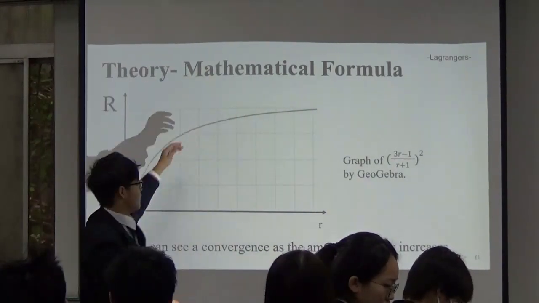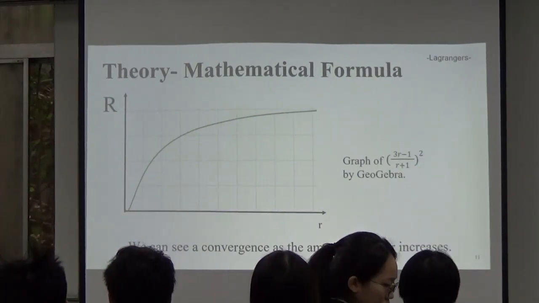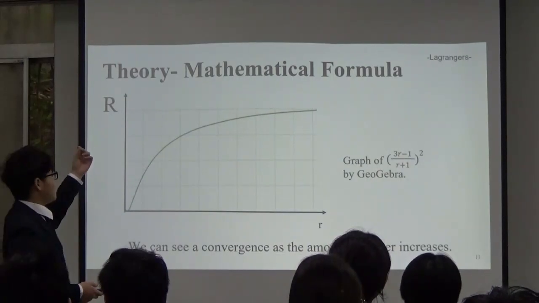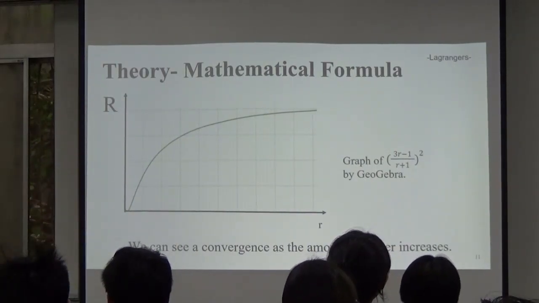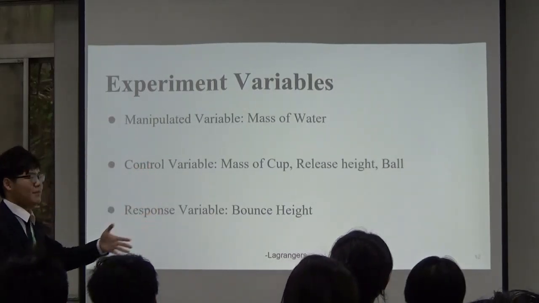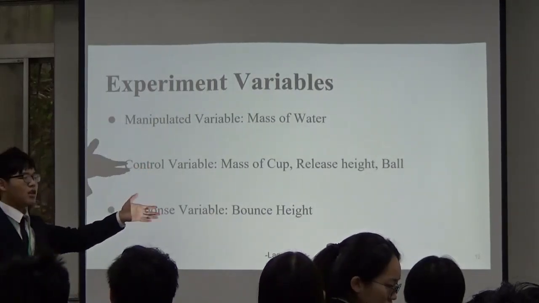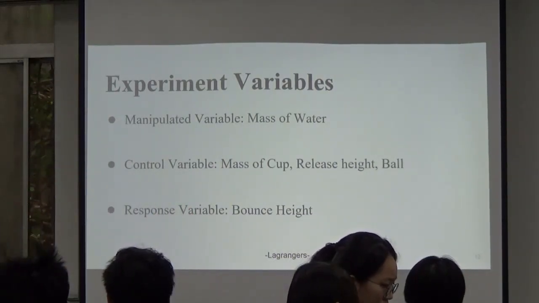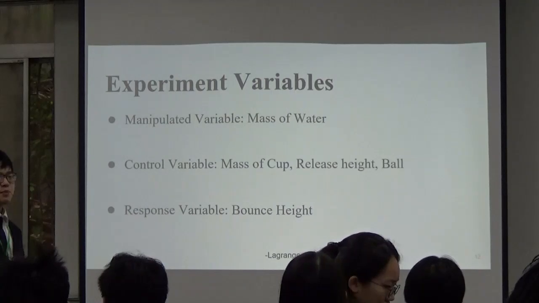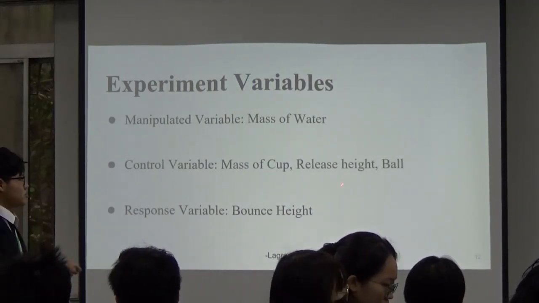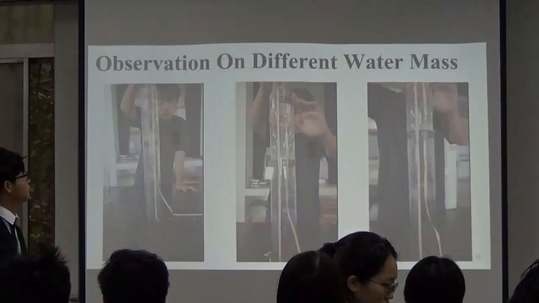9 right here. So we want to predict that as the mass ratio increases, the height ratio will also have a convergence. So we have our manipulated variable, the mass of water, meaning changing the mass ratio, and the control variables, the mass of cup, the release height, and the ball. And the response variable is the bounce height, which we can test out as the height ratio, the bounce and release.